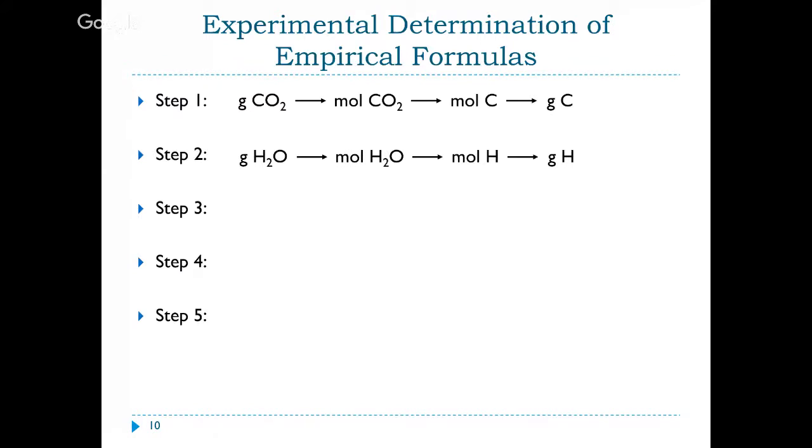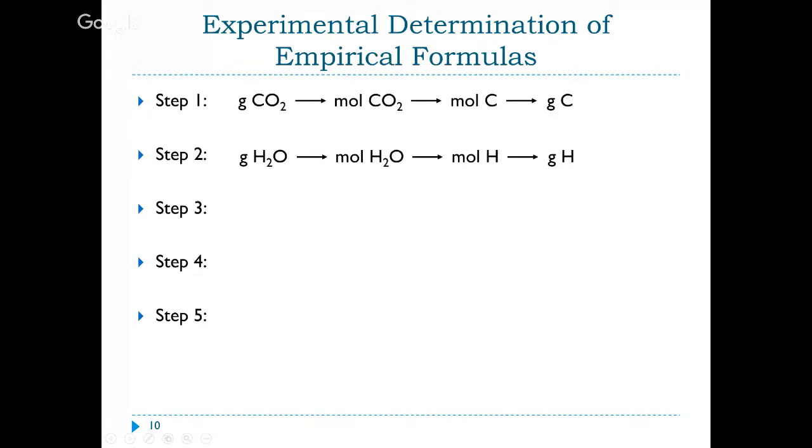We do the same thing for hydrogen, because the hydrogen that's present in our initial compound will only come out in water. So we have grams of water converted to moles of water to get to our moles of hydrogen. Now, in step 3, how do we know how much oxygen we have? Because the oxygen comes out in both carbon dioxide and water. Well, that's where this step here comes into play.